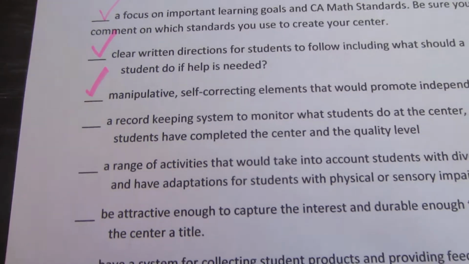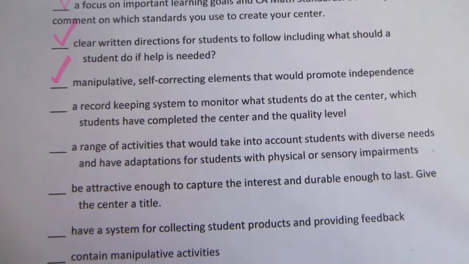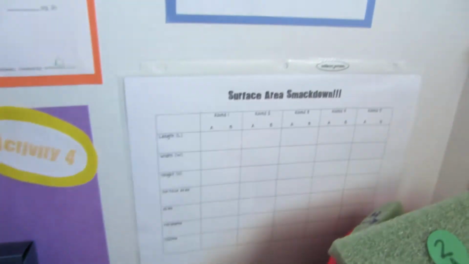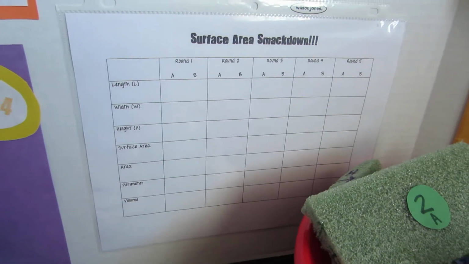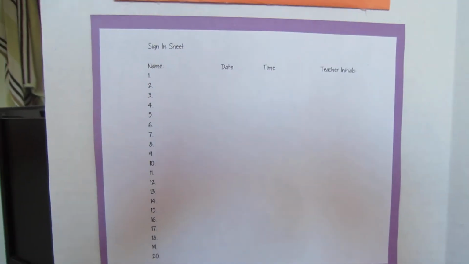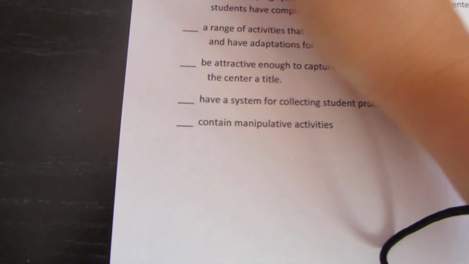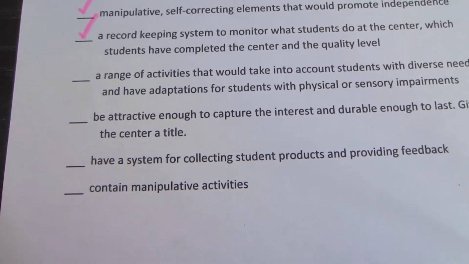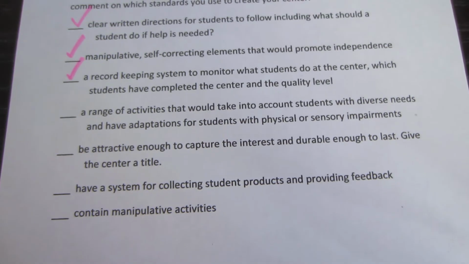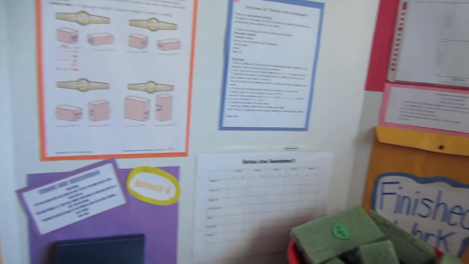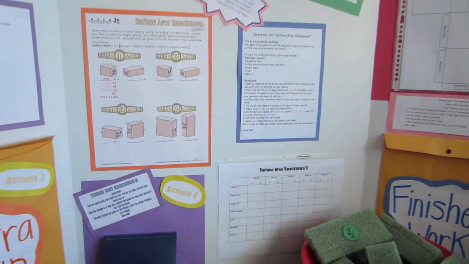A record-keeping system to monitor what students do at the center, which students have completed the center, and the quality level. This is their work. This is which students come to the center. And then this is the record-keeping of their work, which is the finished work file. So I know that my activity has that. A range of activities that would take into account students with diverse needs and have adaptations for students with physical or sensory impairments. I know that my Learning Center has a range of activities.